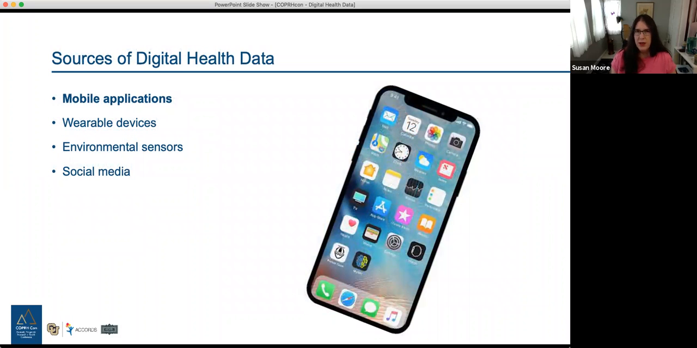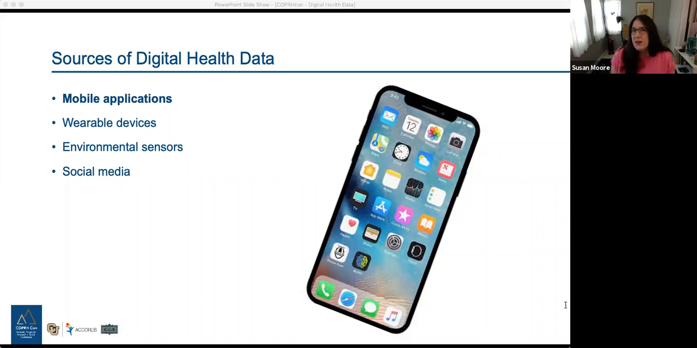Different sources of digital health data that we're going to be talking about today fall into four large categories. We'll be talking about mobile applications. We'll be talking about data that you can get from wearable devices, data that you can get from the environment around you, and finally, we'll be talking a little bit about social media. Starting with mobile applications, and as we think about these mobile apps and this type of digital health data, one of the questions that I generally get is, why does it matter? Do we actually really care?